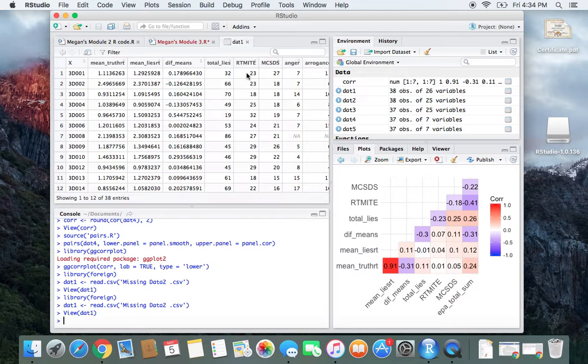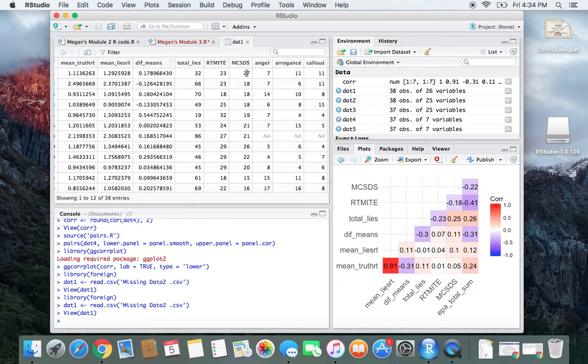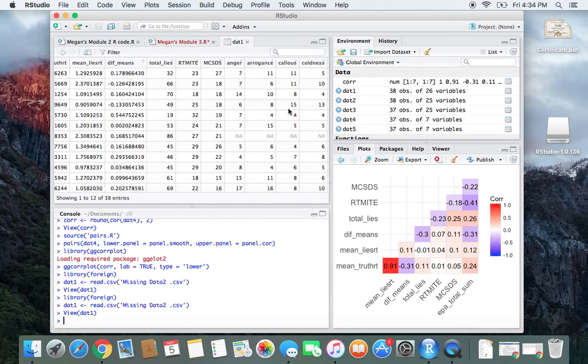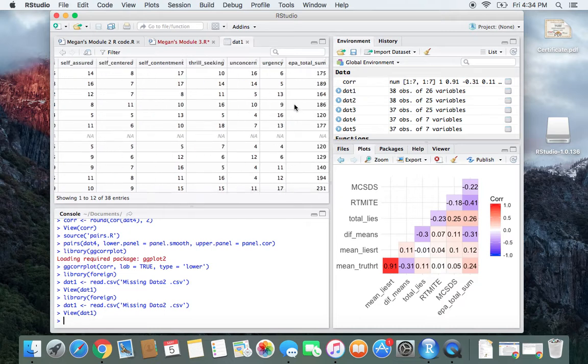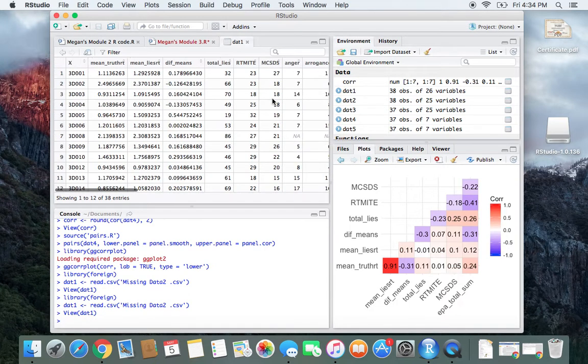And then participants also filled out the RT-MITE scale, which is an empathy scale, the MCSDS, which is a social desirability scale, and then a whole bunch of subscales that are all part of the Elementary Psychopathy Assessment, which we do have a total sum here for.